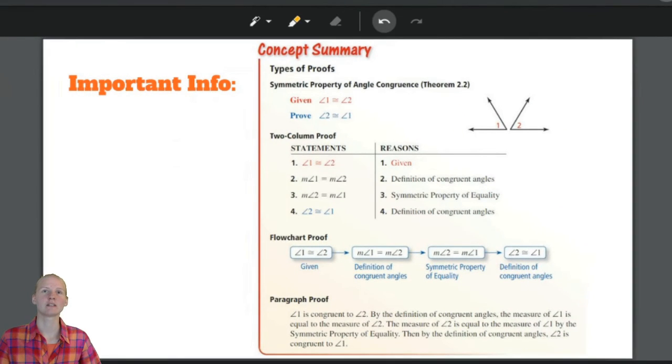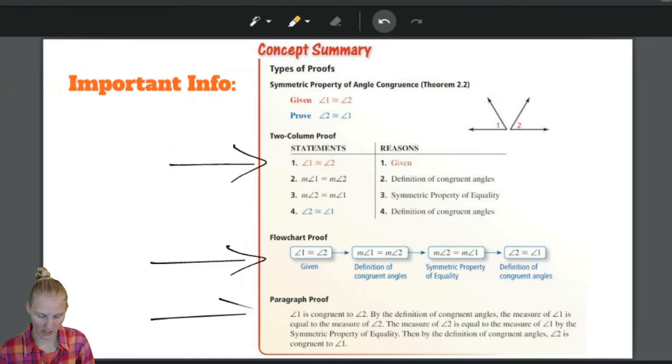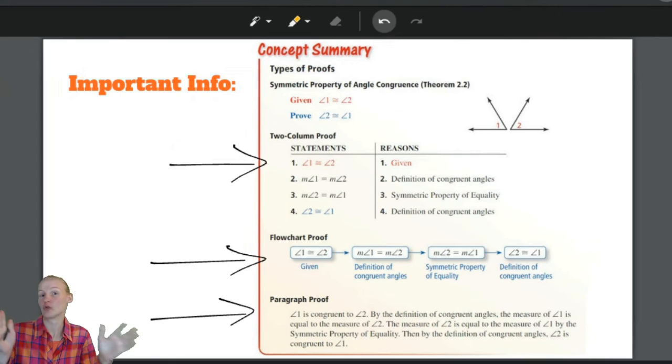Okay, so to summarize, we gotta zoom out a little bit. To summarize, chapter 2.6 and 2.5 actually, we learned about two-column proofs, we learned about flowchart proofs, and we learned about paragraph proofs. Unless a question tells you to write a flowchart proof, you get to decide. If something tells you to prove this, you get to decide. Do you want to write a two-column proof? Do you want to write a flowchart proof?